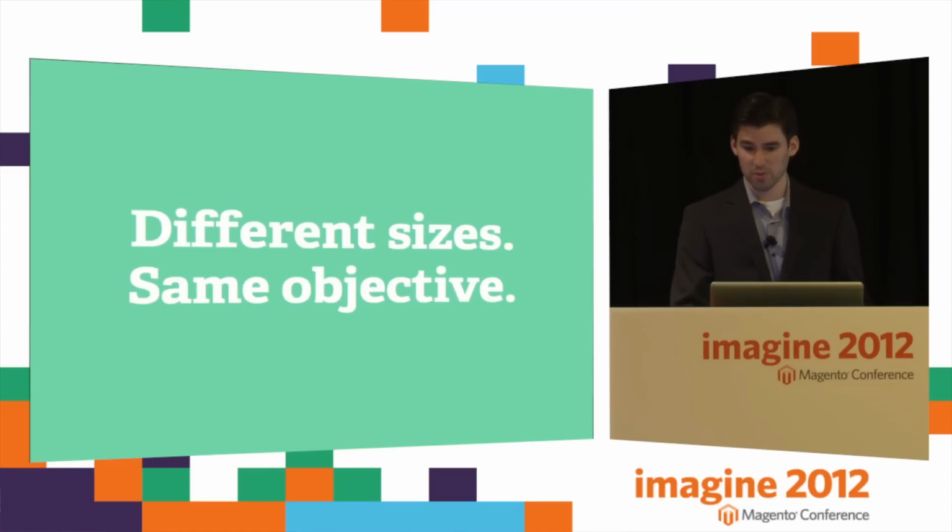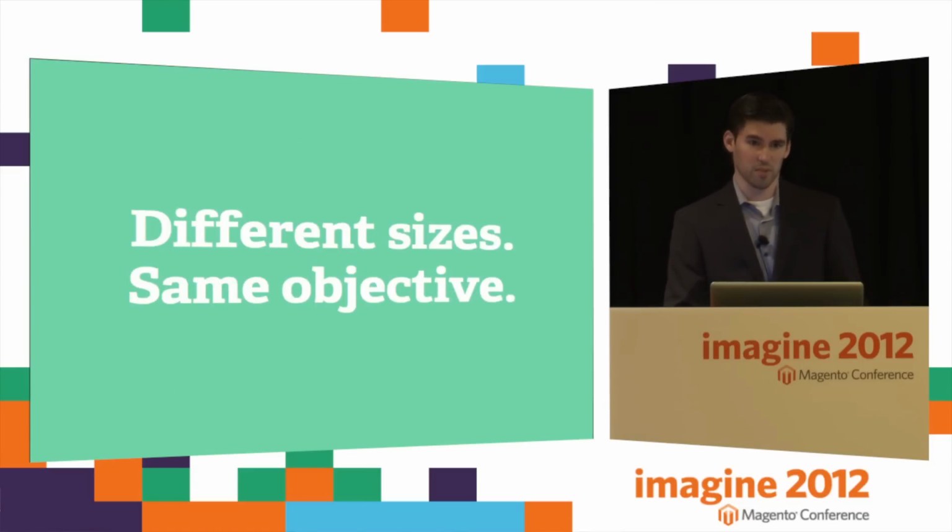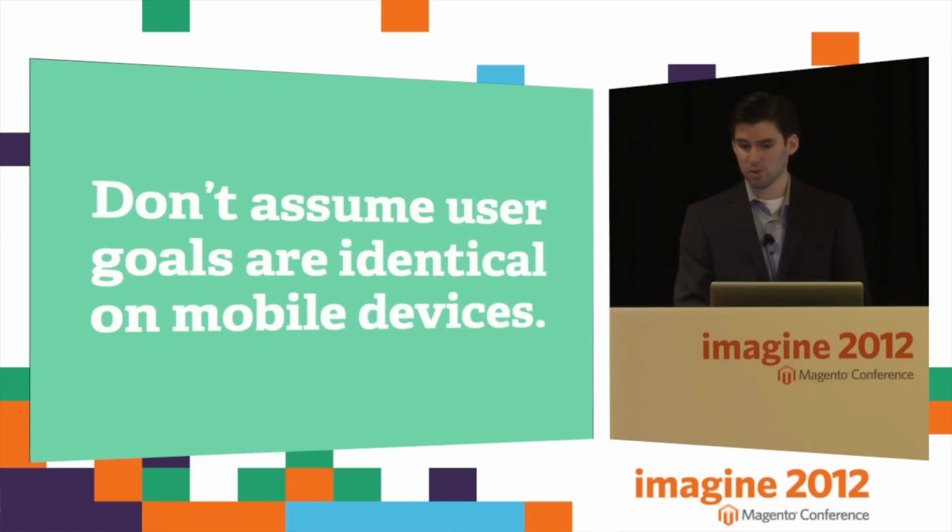Apply the Daisho principle to websites, and you have a small screen strategy. Tachi is desktop access, and Tanto is small screen access. Together, they cover specific known needs. But don't assume your user's context or goals are identical on mobile devices.